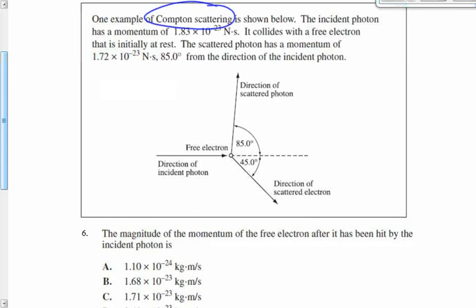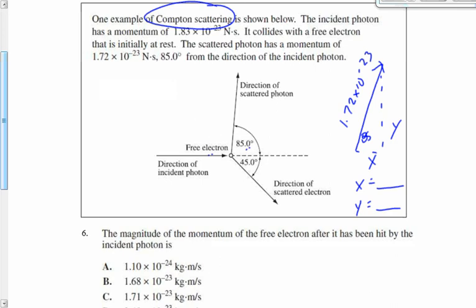But it really takes us back to early on in Unit 1, momentum, right? Look, we got a collision between an electron and a photon. We got a funny angle here of 85 degrees. Let's get rid of that first of all. We got a momentum here of 1.72 times 10 to the negative 23. We've got an x component. We've got a y component. Let's get the x component using cosine. Let's get the y component using sine.